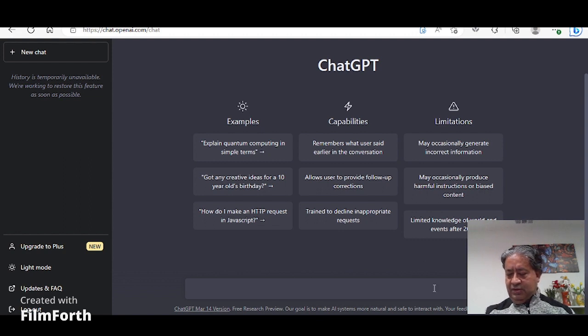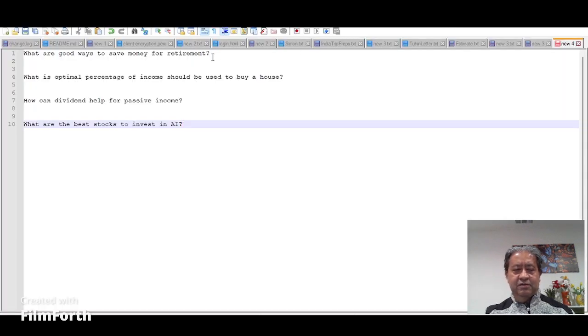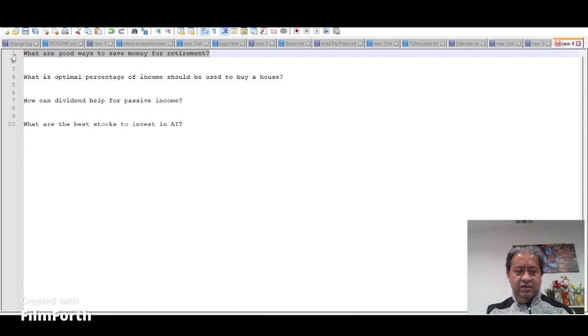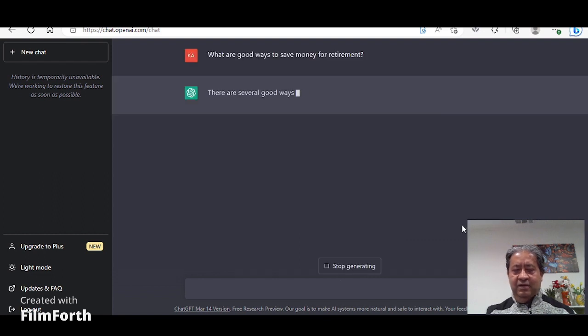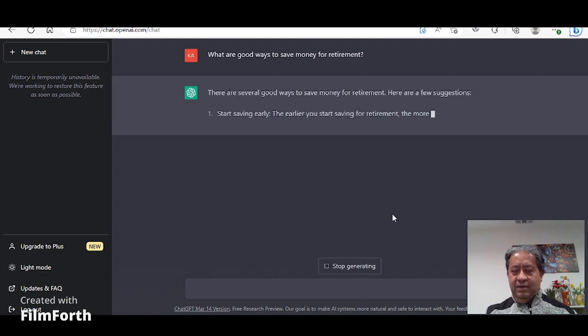Say for example, I just wrote down a couple of questions. One question I wrote here is, what are the good ways to save money for retirement? And here is the prompt. So I pose the question, and here in the corner you say, okay, please give me the answer, and see what it takes. It takes a couple of seconds.